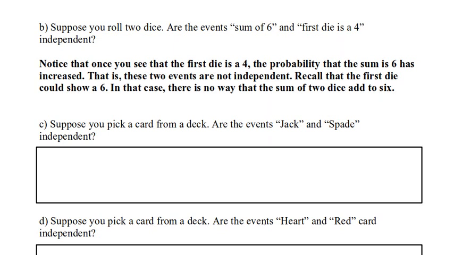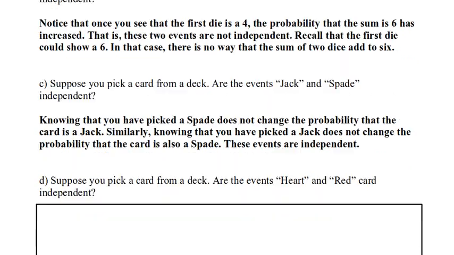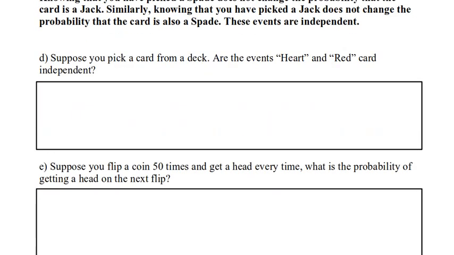Suppose you pick a card from a deck. Are the events Jack and Spade independent? And I'm going to do this the same way. Knowing that you've picked a Spade does not change the probability that the card is a Jack. Similarly, knowing that you have picked a Jack does not change the probability that the card is a Spade. These events are independent.